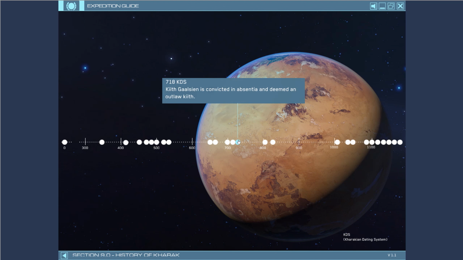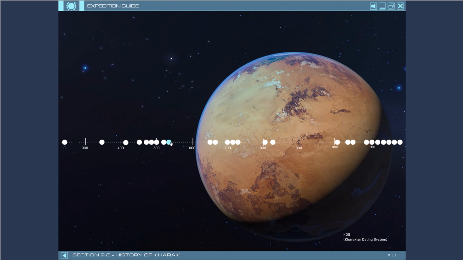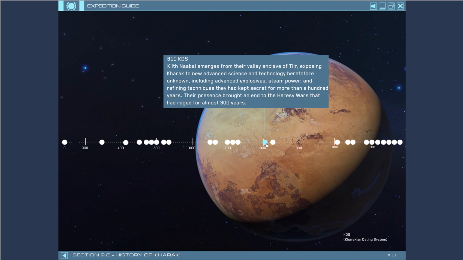And let's go back here, right? Oh, we still got about 100 years of war. In 810, Kith Nabal emerges from their valley enclave at Tyr, exposing Kharak to new advanced science and technology, theretofore unknown, including explosive steam power and refining techniques, which they kept a secret for more than 100 years. Their presence brought an end to the Heresy Wars that raged for almost 300 years. So yeah, the Heresy Wars begin in 520, and it ends with the Nabal emerging at Tyr.